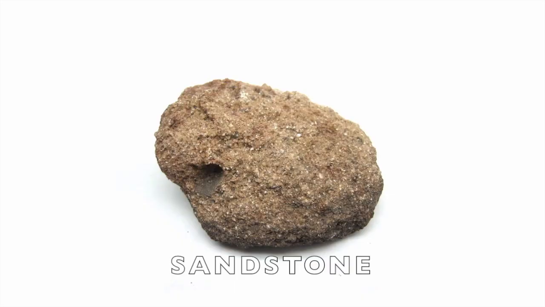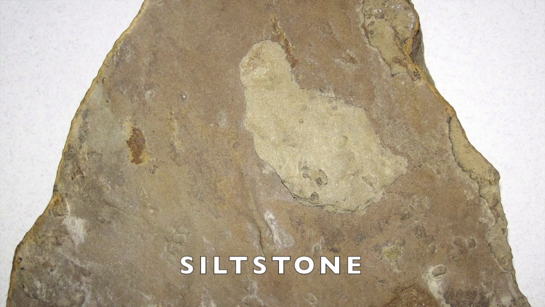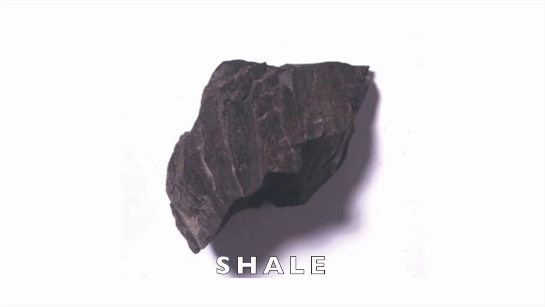This piece of sandstone is made of compacted sand. Siltstone is made of compacted silt. Silt is a sediment that's smaller than sand. Shale is a sedimentary rock made of compacted clay. The sediment is even smaller here.